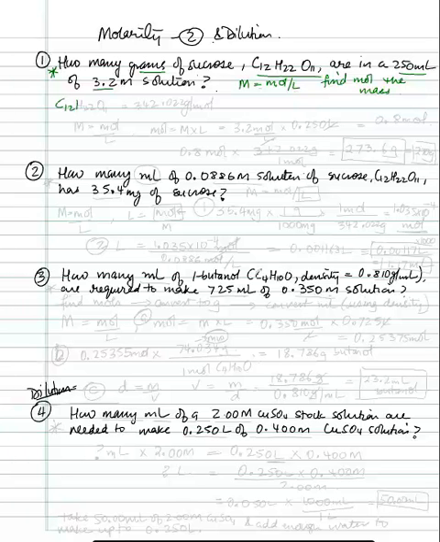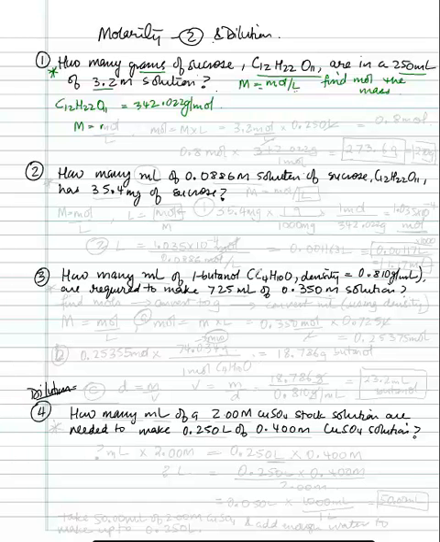C12H22O11 is equal to 342.022 grams per mole. That is 12 carbons plus 22 hydrogens and 11 oxygens. You add them up together, that's what you get. So then we're going to go ahead and do cross multiplication over here.